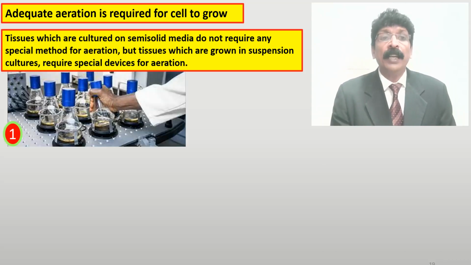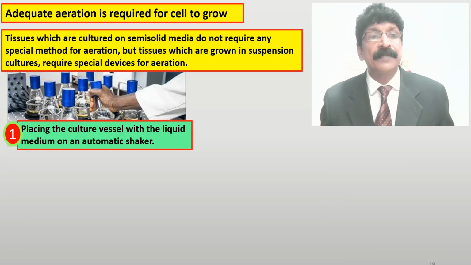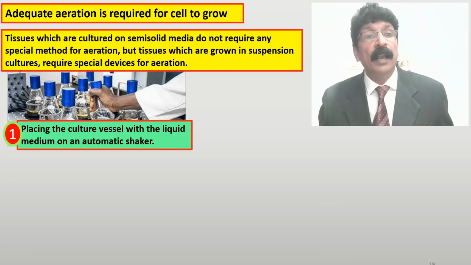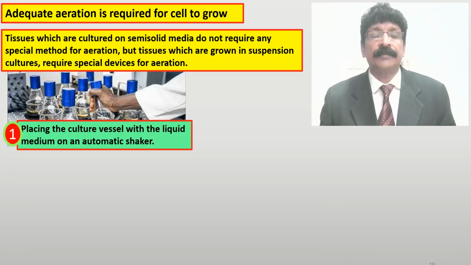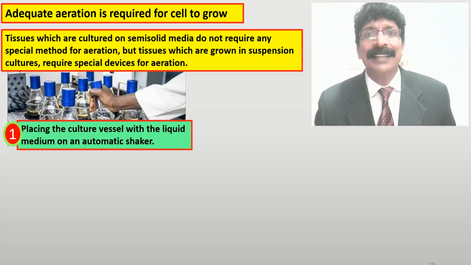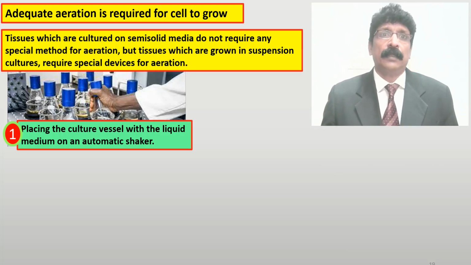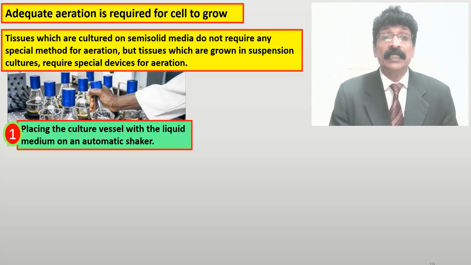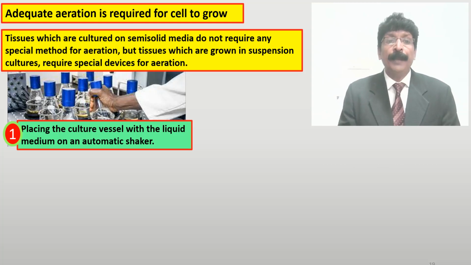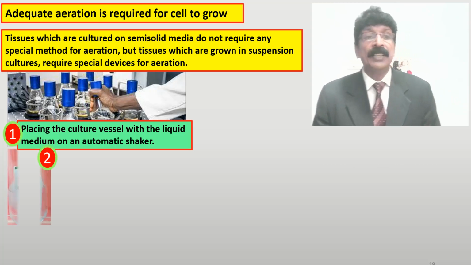Number one, you can have automatic shakers, ultrasonic shakers, carbon dioxide atmospheric shakers, placing the culture vessel with the liquid medium on an automatic shaker.